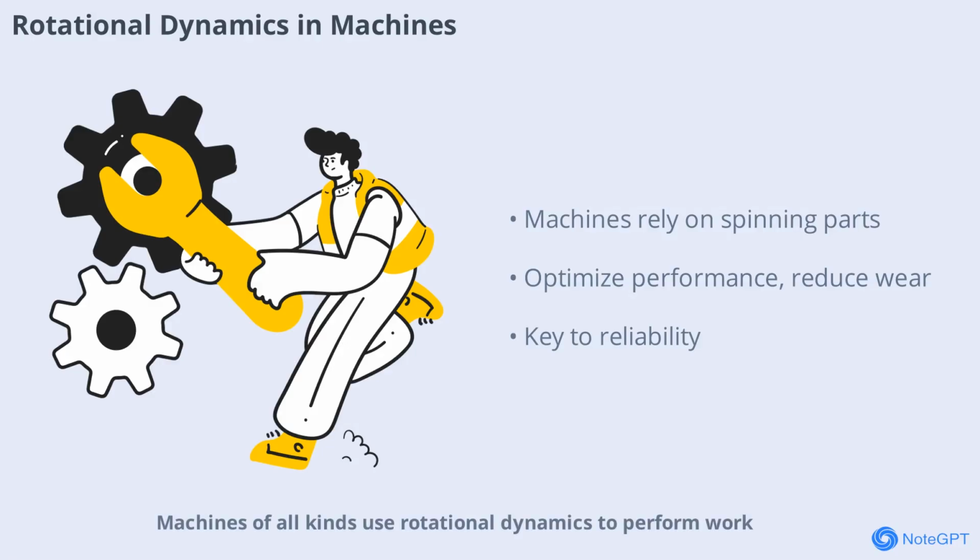Machines of all kinds use rotational dynamics to perform work. From washing machines to wind turbines, spinning parts are essential for operation. Engineers analyze rotational motion to optimize performance, reduce wear and tear, and ensure safety. Understanding these principles is key to designing reliable and effective machines.